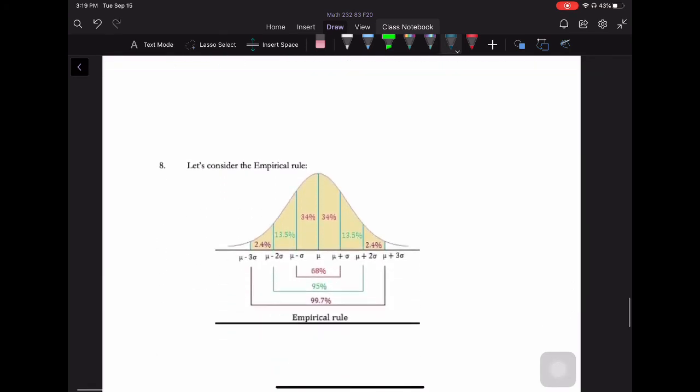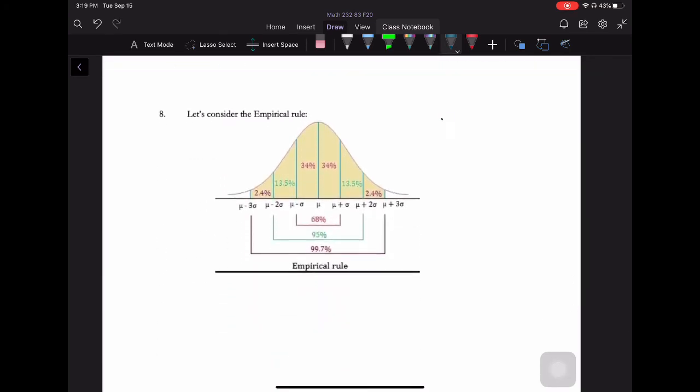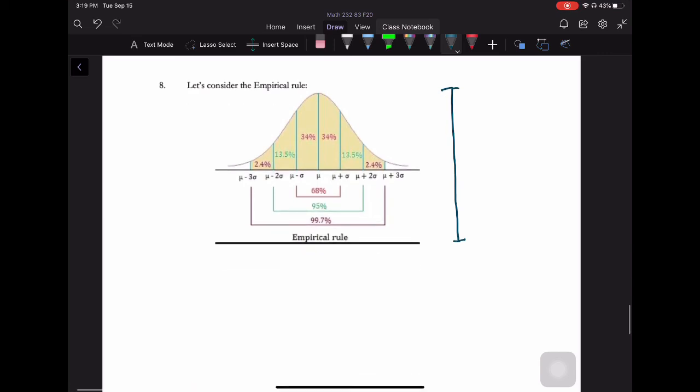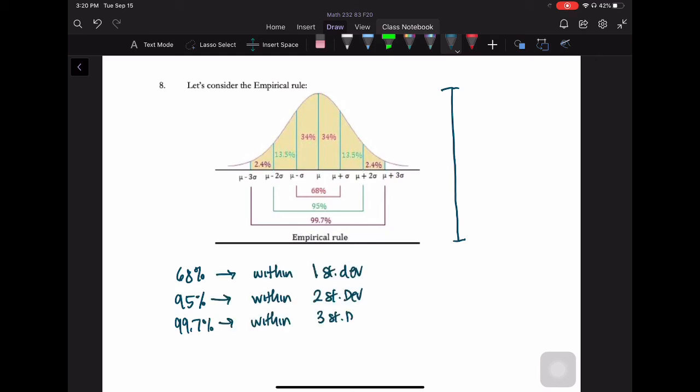One last thing we're going to talk about is the empirical rule. We're going to use this a lot more, but the empirical rule is a way to use a symmetric distribution to determine probabilities. Studies show that when you have a normal distribution or when you have a symmetric distribution that is bell-shaped and unimodal, 68% of the data fall within one standard deviation. 95% fall within 2, and 99.7% fall within 3.